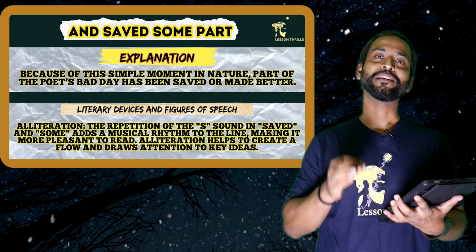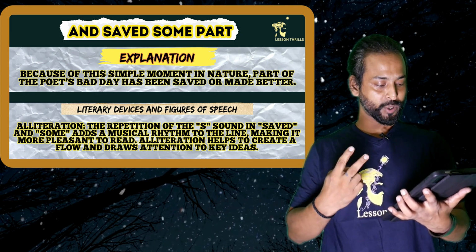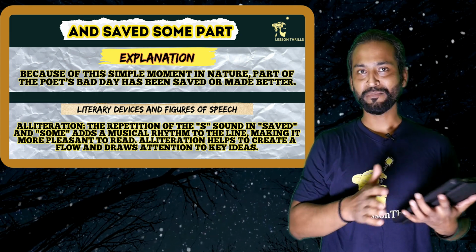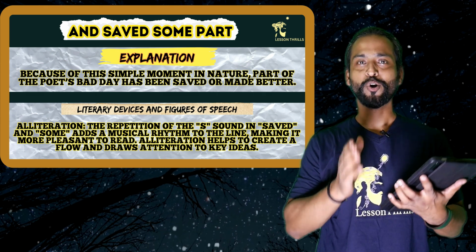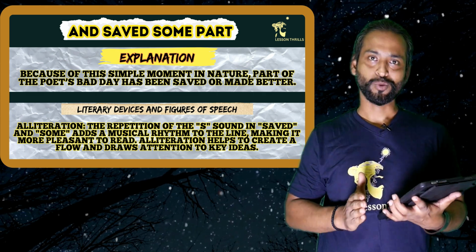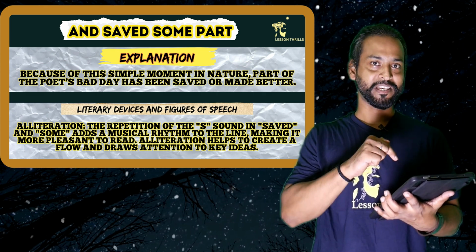Here, we can see the use of alliteration. We can see two words here. "Saved" and "some," simultaneous words, where the sound of S, or the letter S, is repeated twice. So alliteration we can see here in this line.